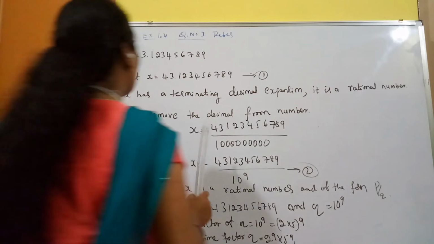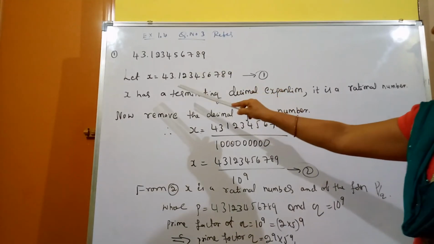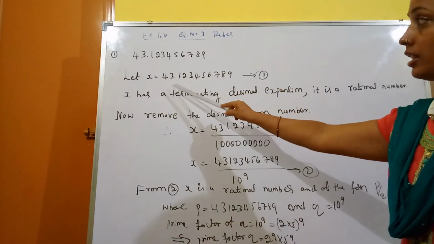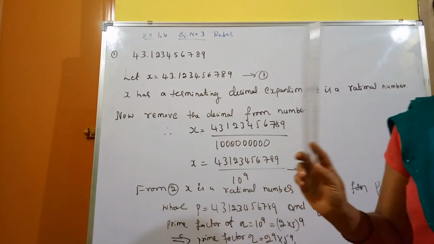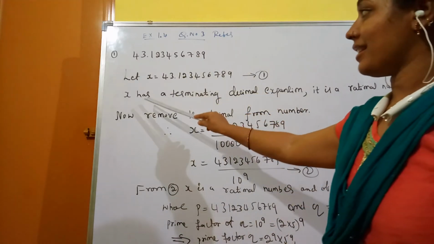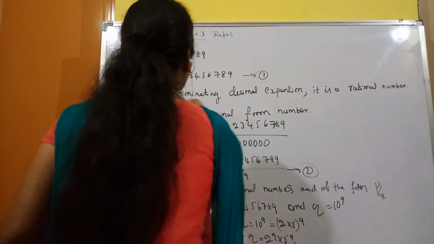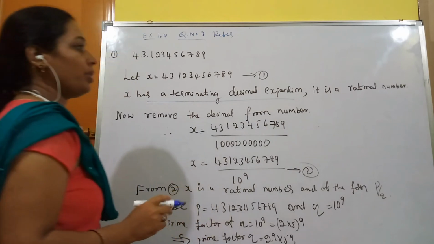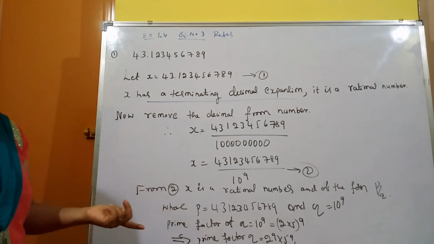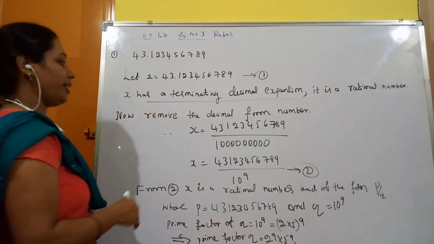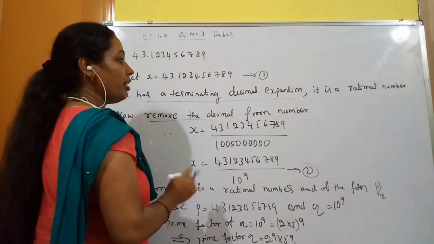Here, they are asking us to call the given number x: x is equal to 43.123456789, equation number 1. This x has a terminating decimal expansion, so it is a rational number. A rational number can be expressed as a terminating decimal or a non-terminating recurring decimal, which we learnt in the last class only. Now remove the decimal from the number.